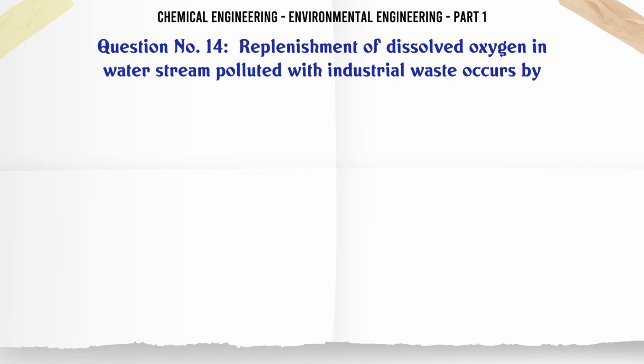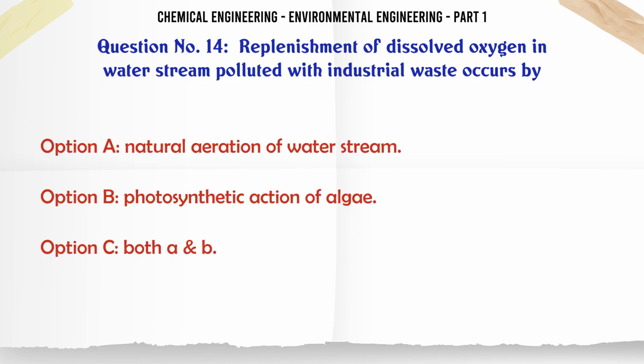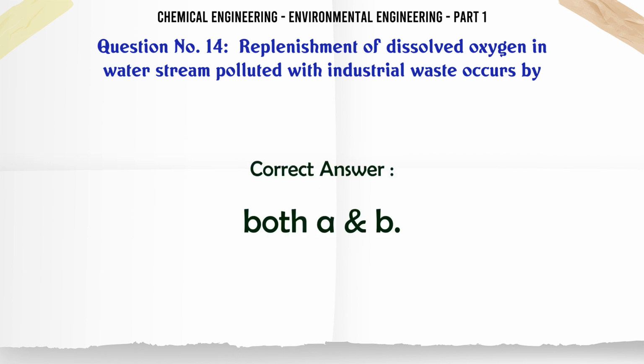Replenishment of dissolved oxygen in water stream polluted with industrial waste occurs by A. Natural aeration of water stream. B. Photosynthetic action of algae. C. Both A and B. D. Neither A nor B. The correct answer is both A and B.